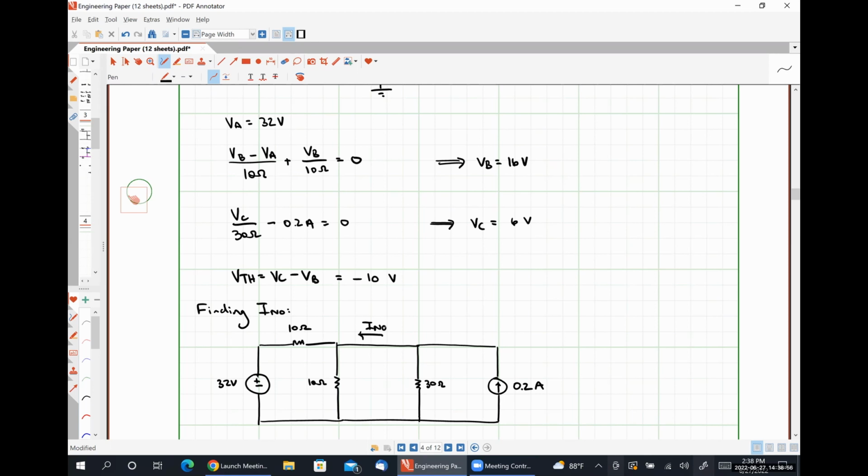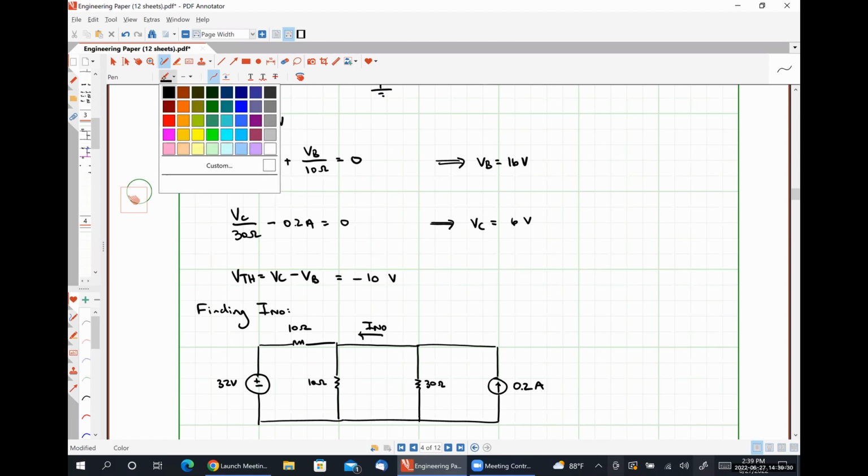Typically speaking, I use nodal analysis to find VTH because nodal analysis tells me voltages, and I use mesh analysis to find I Norton because mesh analysis is used to find currents. That's not to say that I won't do things like superposition, KCL, KVL, Ohm's law, things like that, if that's easier. But generally speaking, I typically use nodal analysis to find the Thevenin voltage and mesh analysis to find the Norton current.